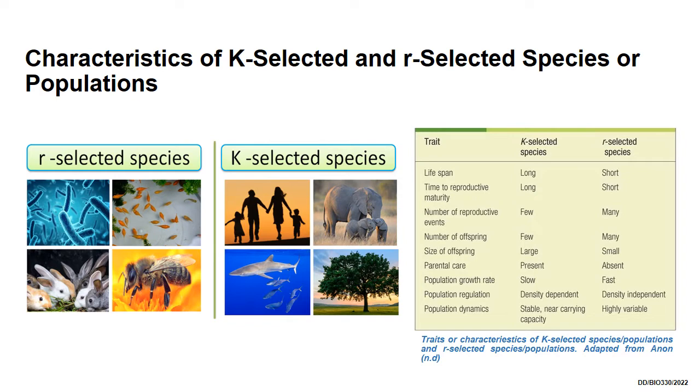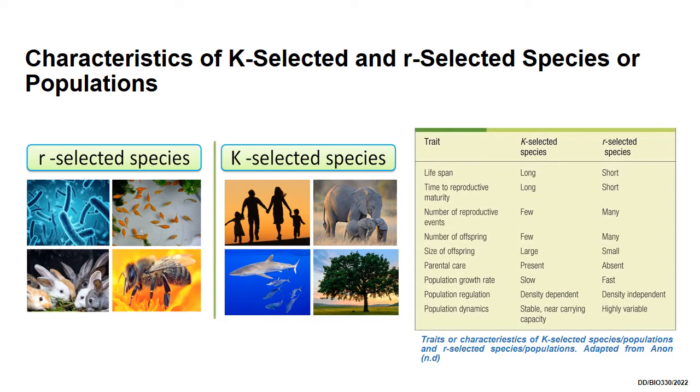In terms of lifespan, K-selected species live longer and r-selected species live shorter. Second criterion, time to reproduce or reach maturity: long or late in K-selected species, but short or early in r-selected species. Number of reproductive events: very few in K-selected species, but plenty in r-selected species. Number of offspring: just a few in K-selected species, but many in r-selected species. For example, in humans, the number of offspring may be single, twins, or very rarely triplets. But insects produce thousands of offspring.